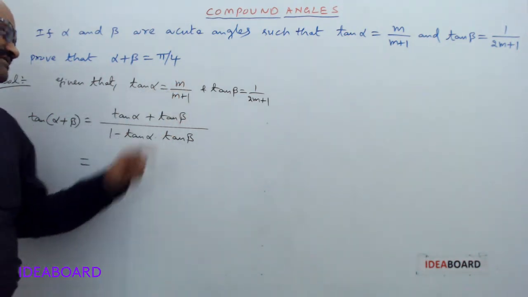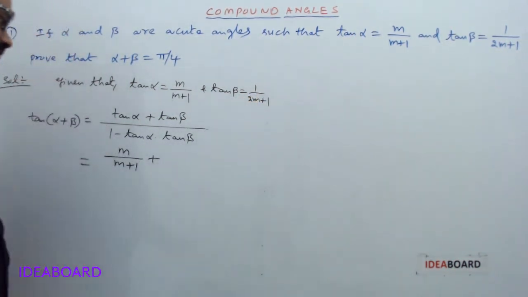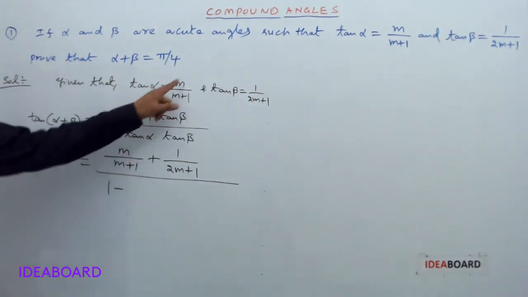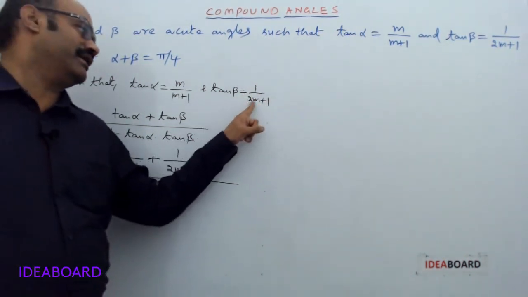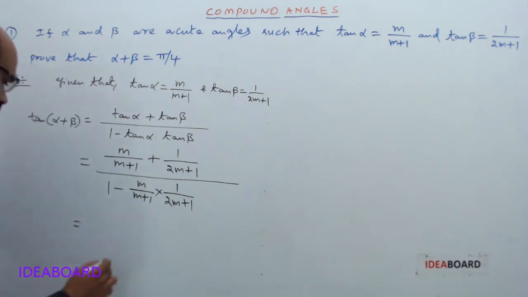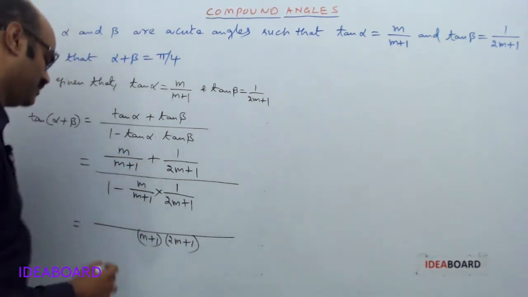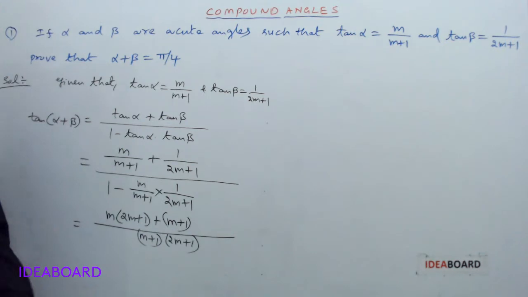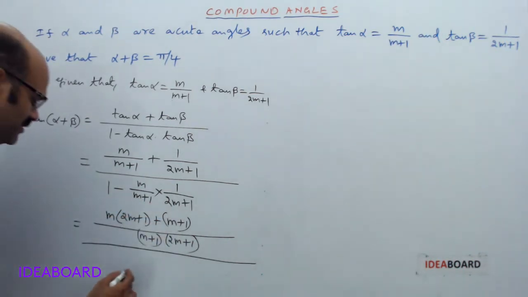tan alpha equal to m by m plus 1 plus tan beta equal to 1 by 2m plus 1, whole by 1 minus tan alpha equal to m by m plus 1 into tan beta equal to 1 by 2m plus 1, equal to m plus 1 into 2m plus 1, m into 2m plus 1 plus 1 into m plus 1, whole by, here LCM is m plus 1 into 2m plus 1.